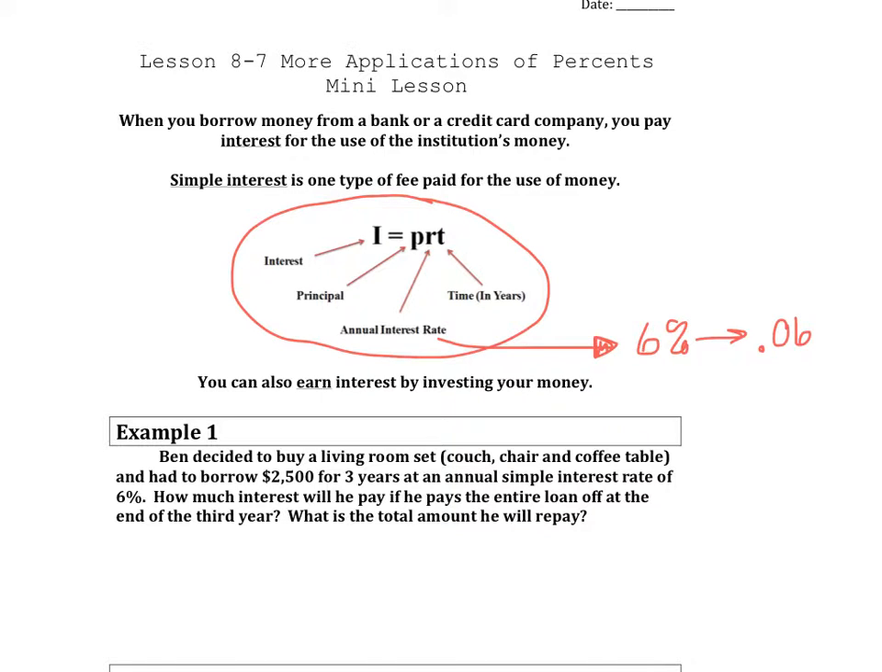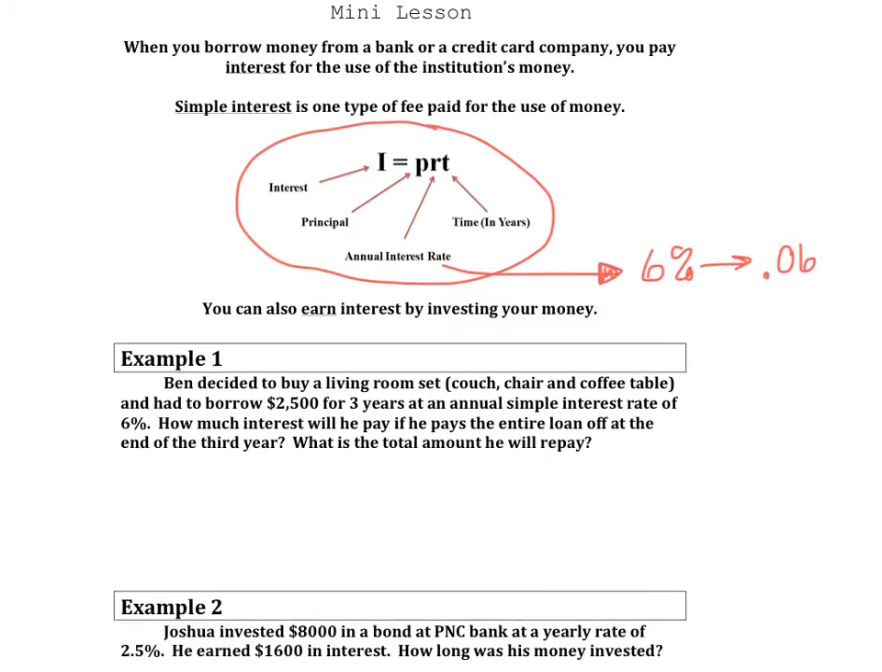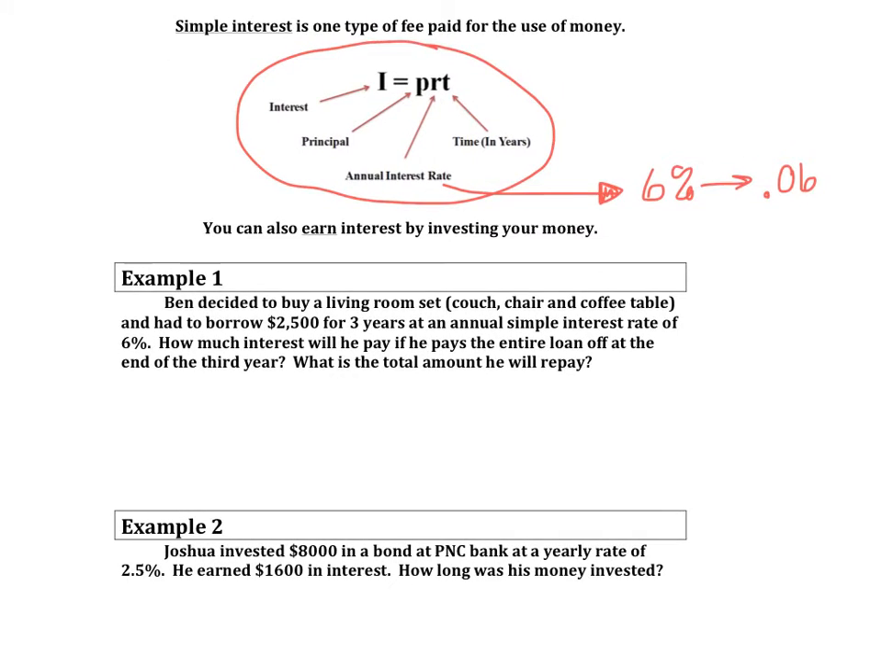And then lastly, the T represents the time that it has been taken out or it has stayed in the bank in the amount of years. It must be in years. And PRT, when you have letters right beside each other, that implies multiplication. So we're going to go ahead and try a couple problems using this, and there's all kinds of different examples. I'm just going to do a couple with you.